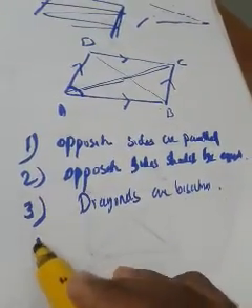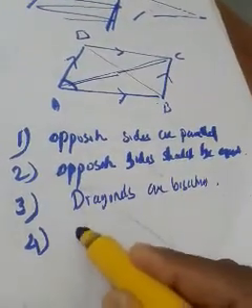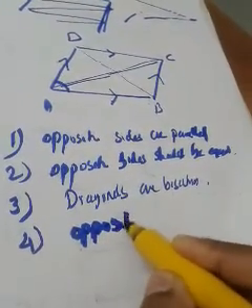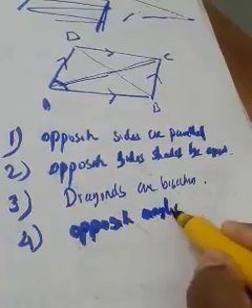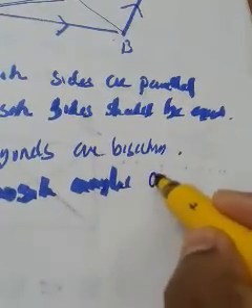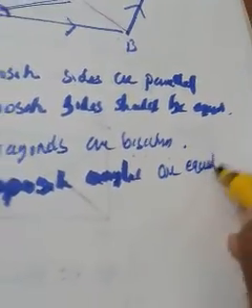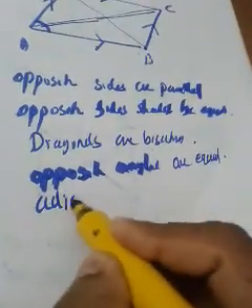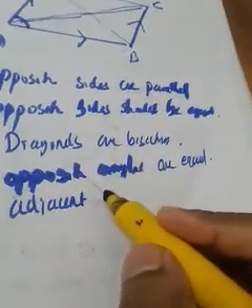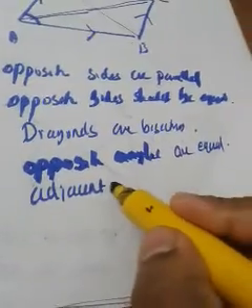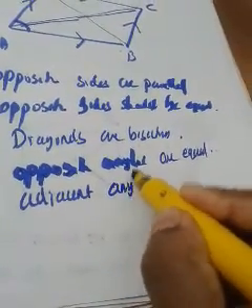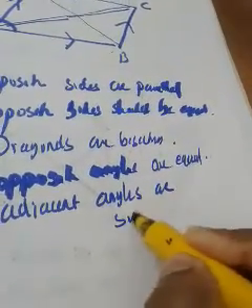You may understand. And the next property is opposite angles are equal and adjacent angles are supplementary.